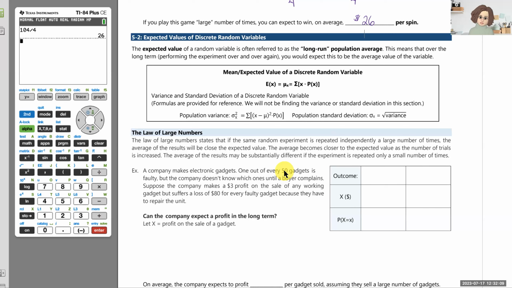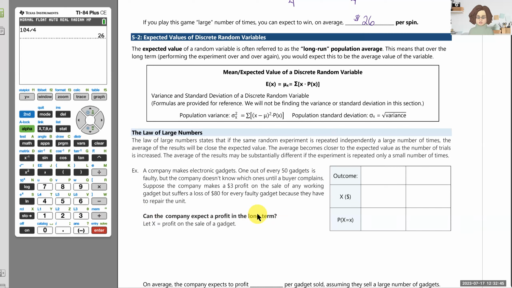So what they also know is that they'll make a $3 profit when they sell a working gadget, but they'll suffer a loss of $80 for every faulty gadget because they have to repair the unit. All right, so very simplified model here of a business example, and we'll kind of check out what the company can expect if they sell a lot of these gadgets. So it says, can the company expect a profit in the long term?